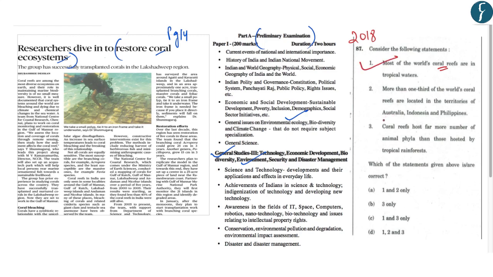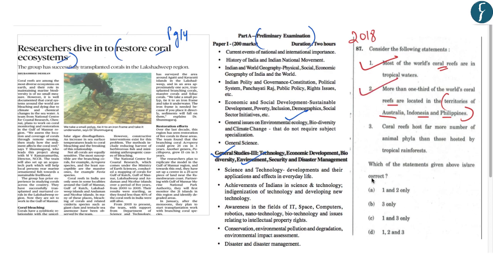The second statement says that more than 1/3 of the world's coral reefs are located in the territories of Australia, Indonesia and Philippines. So we know that the Great Barrier Reef lies in Australia, and Indonesia and Philippines too contain a substantial amount of coral reefs. Hence, this statement is also correct.